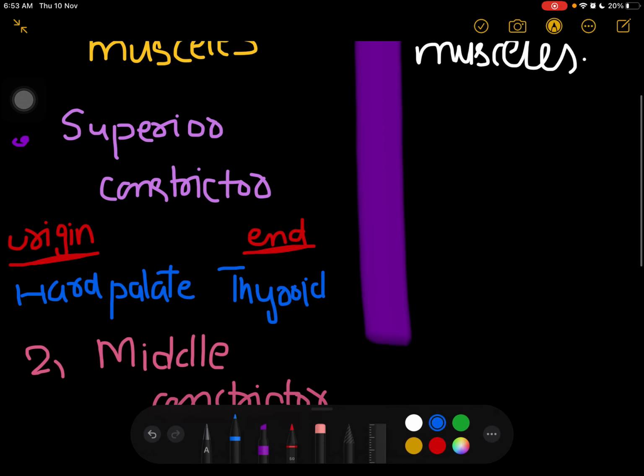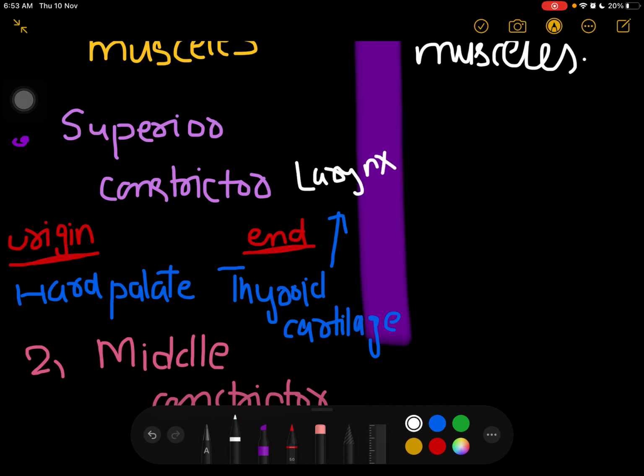Let me write it here. So what is the thyroid cartilage? Basically the thyroid cartilage is a cartilage of the larynx. So the superior constrictor starts from the hard palate and ends at the thyroid cartilage, right?